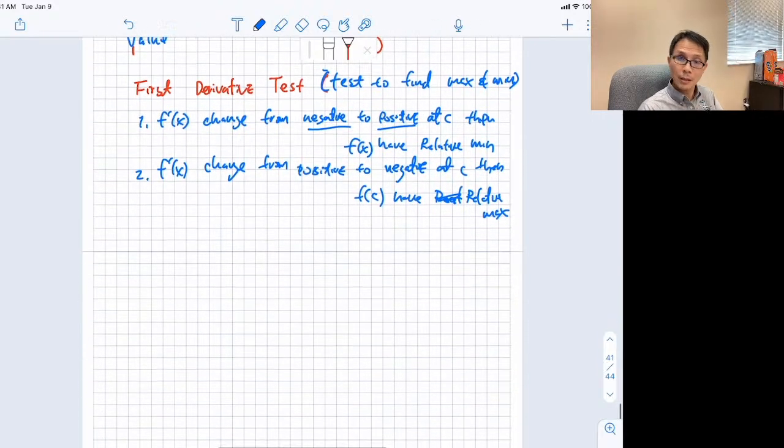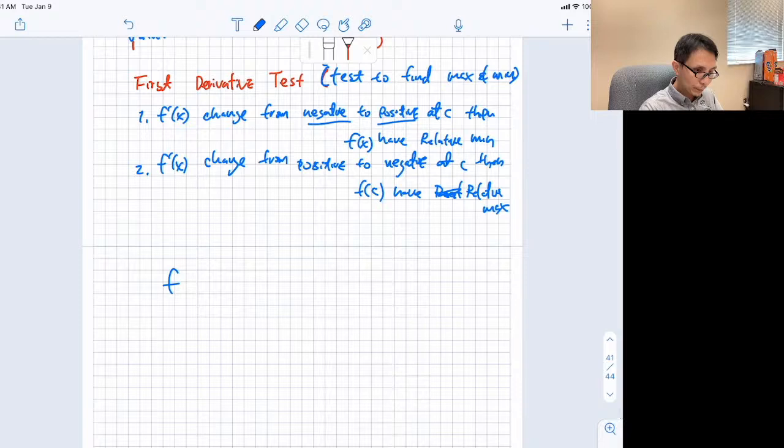Now, sometimes the AP exam also asks you this way. Let's say they give you the derivative. Don't take an extra derivative. They already give you a derivative.